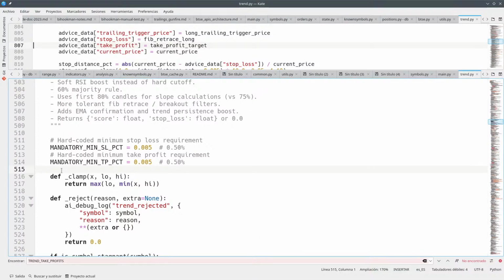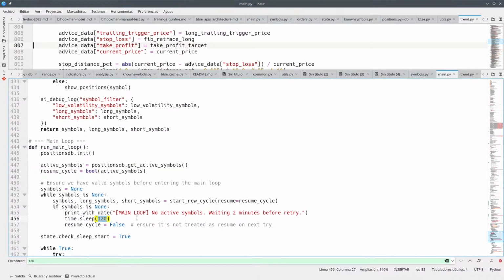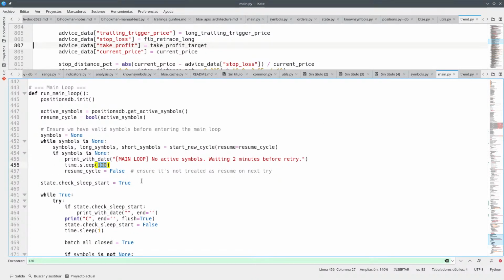Let me see if I can understand what's going on here. So let's go to the main.py program. There's this main loop which asks for the active symbols and then tries to resume the cycle if there are active symbols. So we would need to do this with both the positions and the orders. You know what I mean?